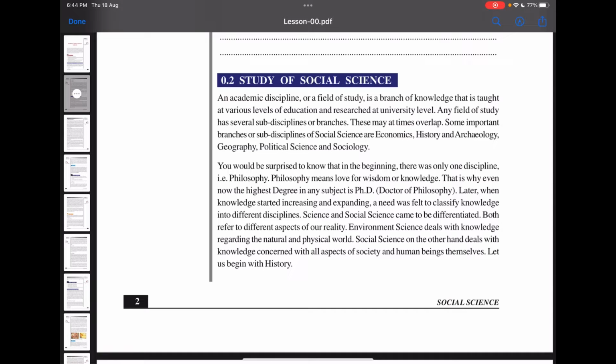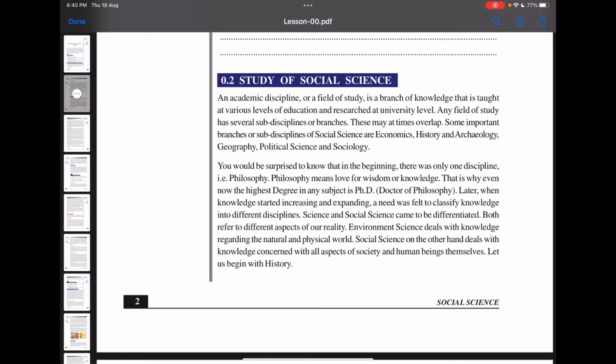You would be surprised to know that in the beginning there was only one discipline, philosophy. Philosophy means love for wisdom or knowledge. That is why, even now, the highest degree in any subject is PhD, that is, Doctor of Philosophy, also known as doctorate. Later, when knowledge started increasing and expanding, a need was felt to classify knowledge into different disciplines.